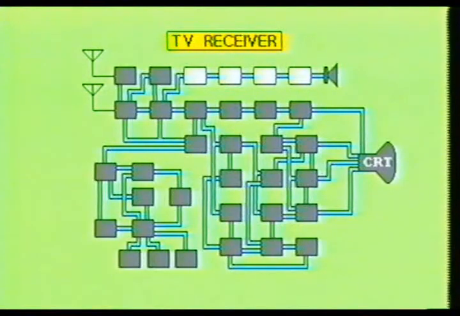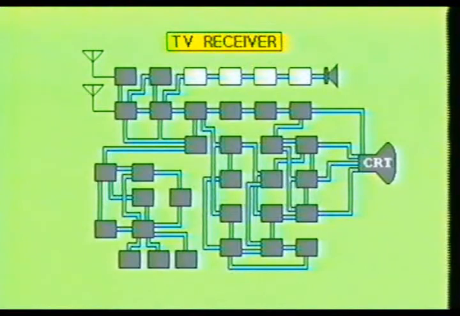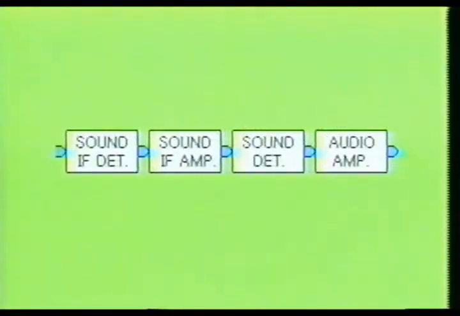Now let's examine the audio section of this color television receiver. As you can see, the audio section of the color television receiver consists of four major sections. These are the sound IF detector stage, which converts the high-frequency audio IF signal to a much lower 4.5 MHz IF signal. This is the portion of the signal which carries the audio information.